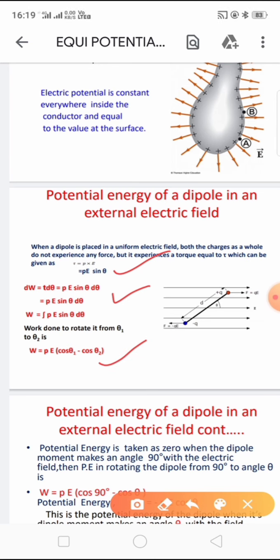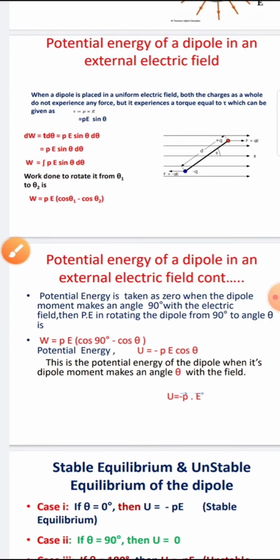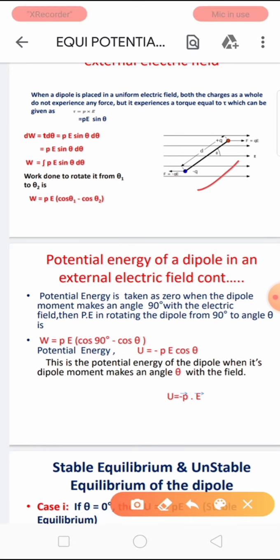But what is the potential energy at this position theta? At this position theta, it is the work done to rotate the dipole from 0 potential energy to position theta. The angle of 90 degrees with the electric field is considered as the 0 potential energy. So rotating the dipole from 90 degrees to theta means putting theta 1 equal to 90 degrees and theta 2 equal to theta. So here PE (cos 90 minus cos theta), that is equal to U is equal to minus PE cos theta.